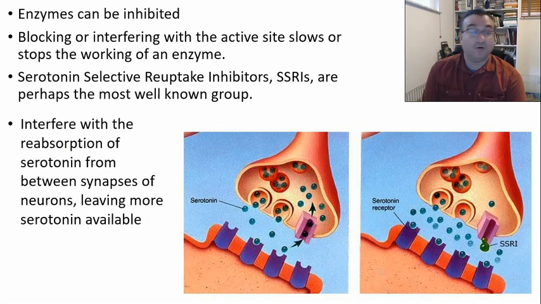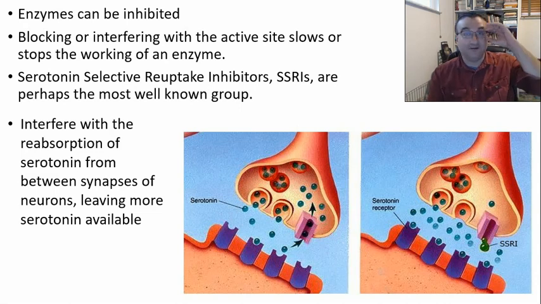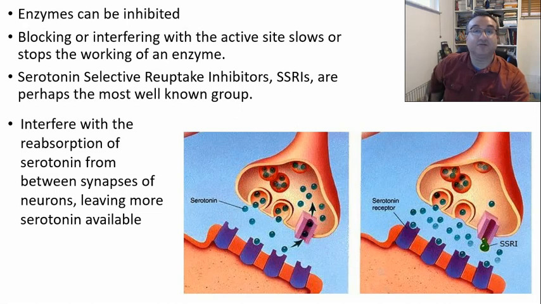Another factor or topic about enzymes is that they can be inhibited. They can be slowed down or made to stop, or their working can be blocked. This happens by chemicals that mess with the active site of the enzyme. Without the active site, the substrate can't fit to the enzyme. Maybe the best known group of enzyme inhibitors are the selective serotonin reuptake inhibitors, SSRIs.